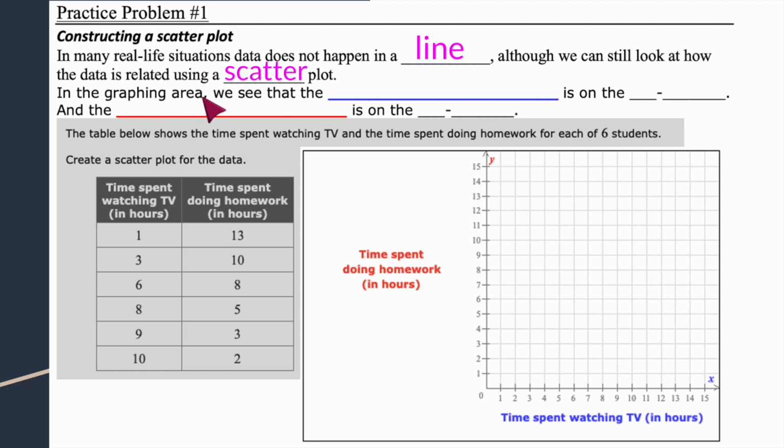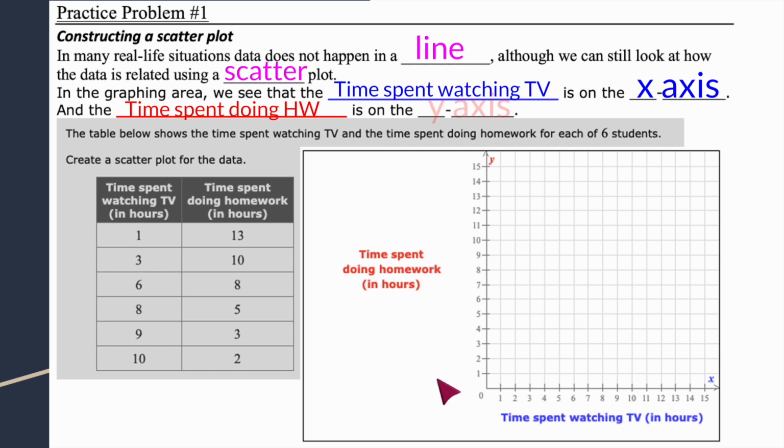So in the graphing area, if we look at the graph before we even start, I can see this on the x-axis here, and hopefully you can see I made this one blue, so you can see that on my screen. I know on your sheets when you get these, they're black and white, but that's okay. So you can see that the time spent watching TV is on the x-axis, right? So that's our x coordinate, okay? And the time spent doing homework is over here on our y-axis. So that's our y coordinate.